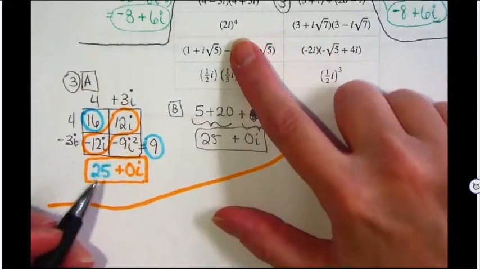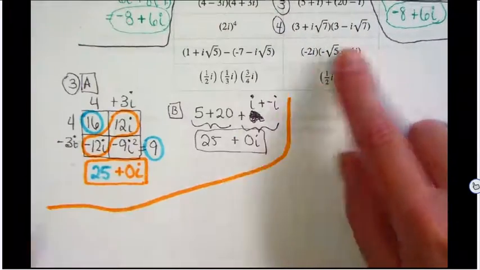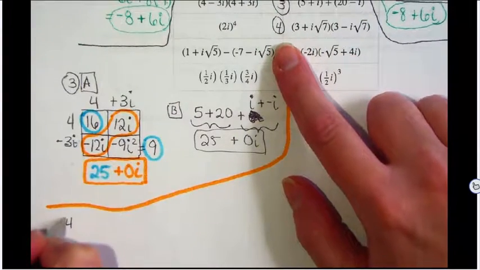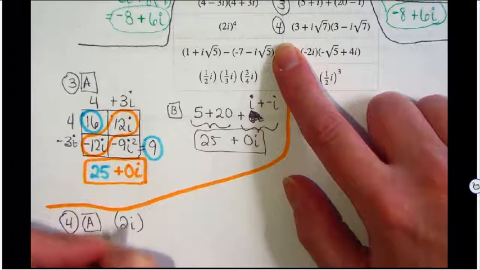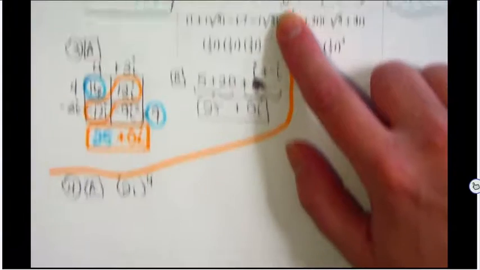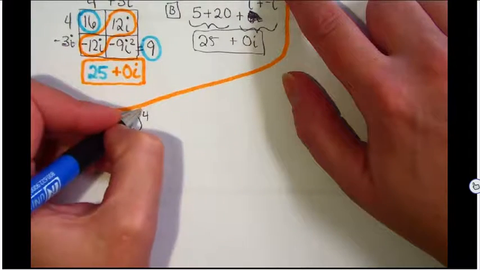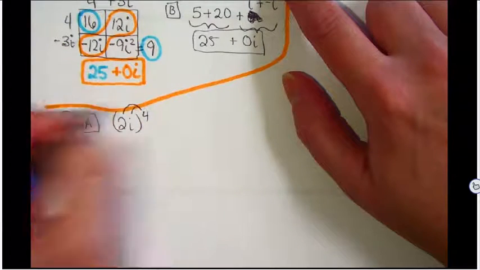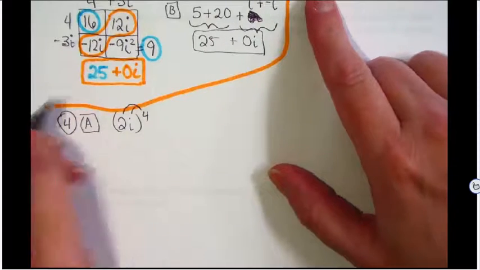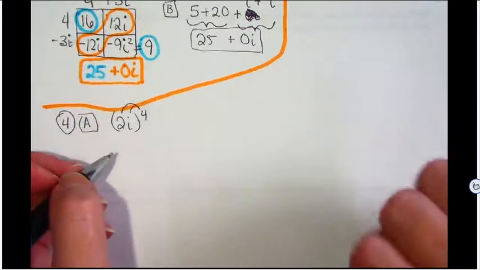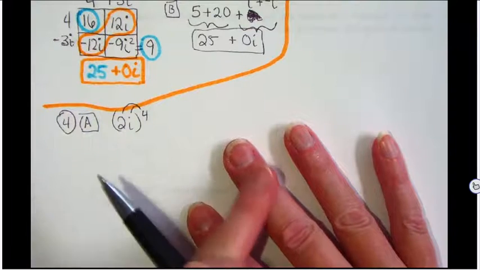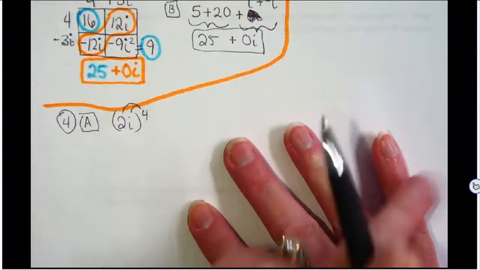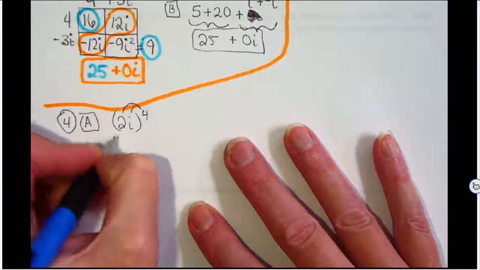Let's tackle number 4 together. Number 4, partner A has 2i in parentheses to the 4th power. This means that the 4 applies to both the 2 and the i. 2 to the 4th power, so I need to multiply 2 4 times over. 2 times 2 is 4, times 2 is 8, times 2 is 16.